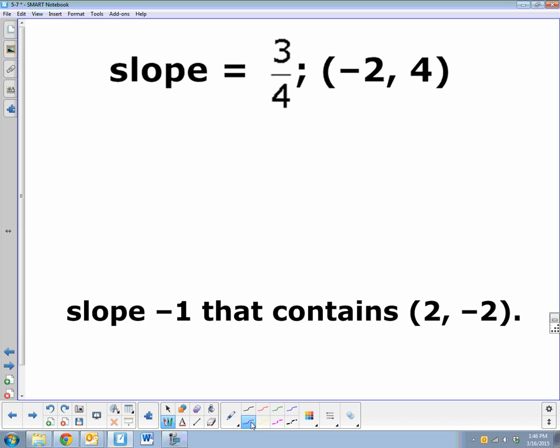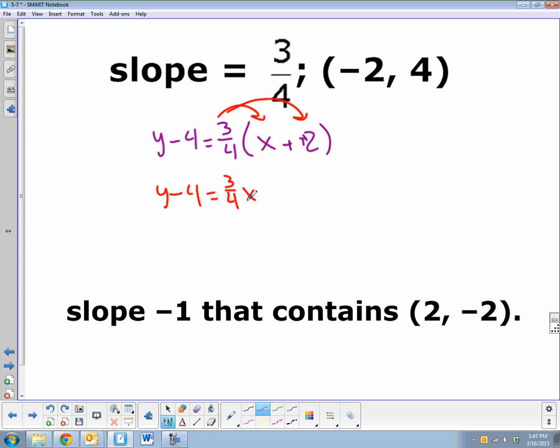We're going to fill in the formula. Y minus y1 equals the slope times x minus x1. Now remember that when you were doing x minus a negative 2, that's like adding, plus positive. Okay, so we distribute through the parentheses. There we go. We have y minus 4 equals 3/4 x.